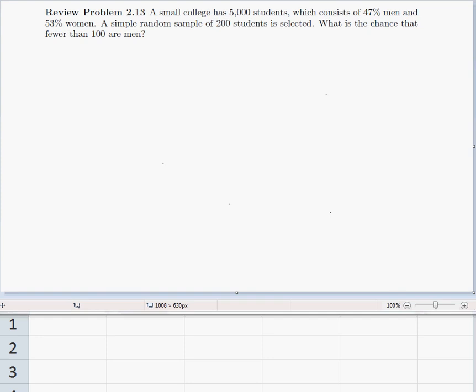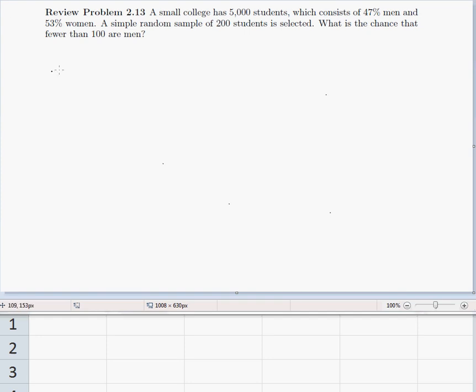Let's now look at this problem concerning the normal distribution. A small college has 5,000 students, which consists of 47% men and 53% women. A simple random sample of 200 students is selected. What is the chance that fewer than 100 are men?